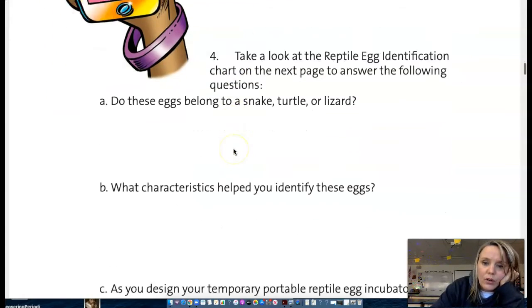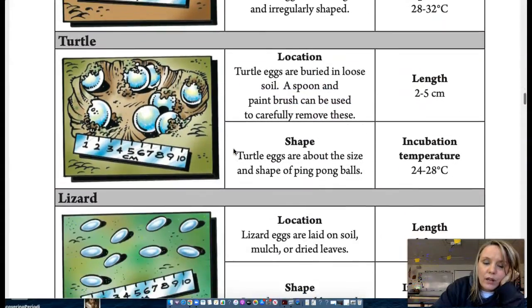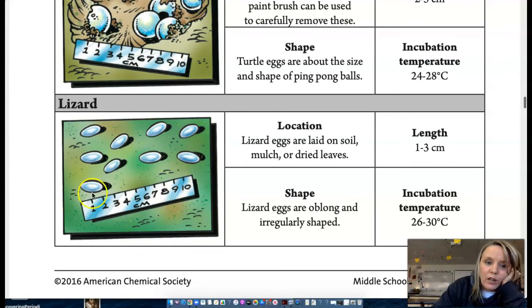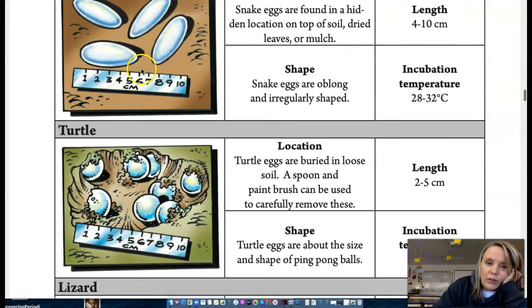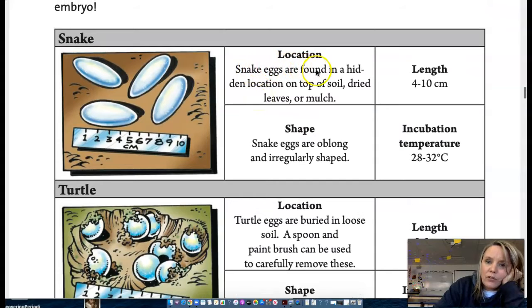Okay, so we're going to go to this side right here, and we're going to see if we can find which eggs they are. So we said it was 6 centimeters. These are far too small. These ones look like they've been dug in and they're actually laid and buried. These ones look about 6 centimeters long and above the ground. Okay. So snake eggs are found in a hidden location on the top of the soil, dried leaves or mulch. Snake eggs are oblong and irregularly shaped. Their total length is 4 to 10 centimeters, and the incubation temperature needs to be between 28 and 32 degrees.